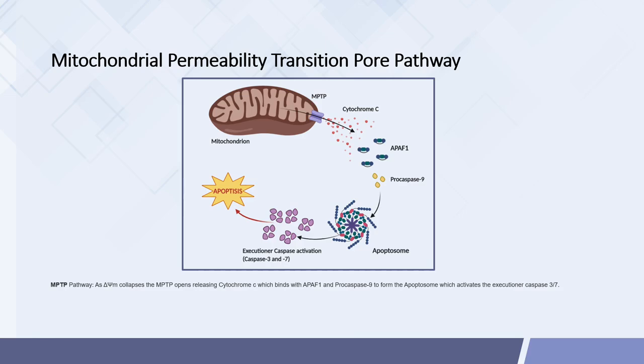out why. The mitochondrial permeability transition pore works by opening the voltage-dependent anion channel when the mitochondrial membrane potential collapses. This induces the release of cytochrome C, which recruits APAF1 and procaspase 9, forming the apoptosome and leading to the activation of the executioner caspases 3 and 7, thus inducing apoptosis.